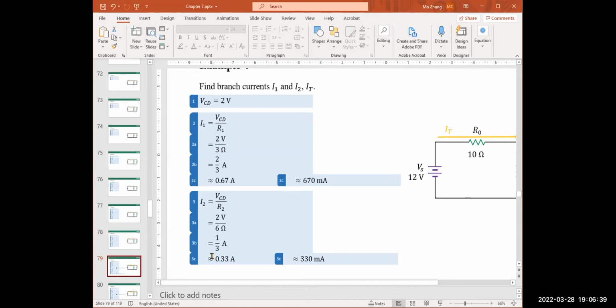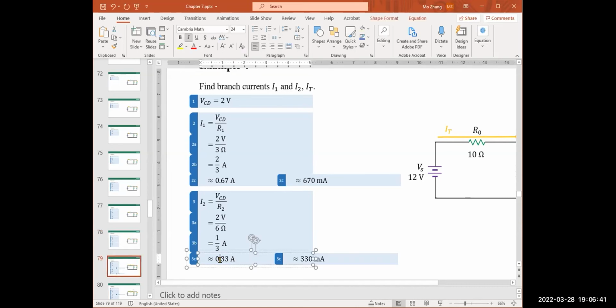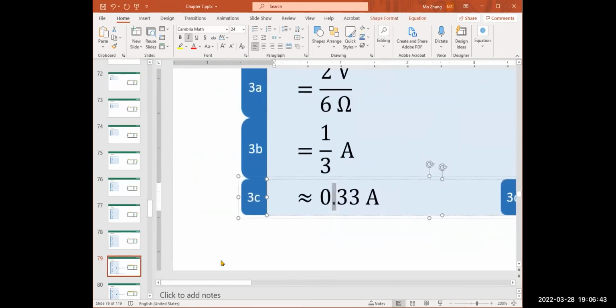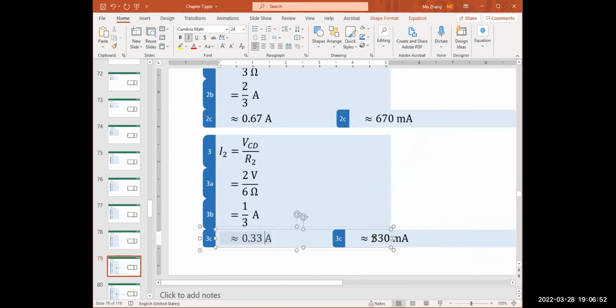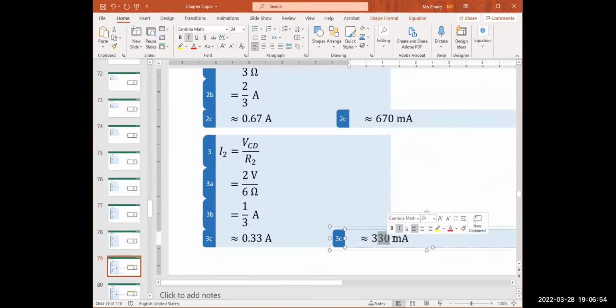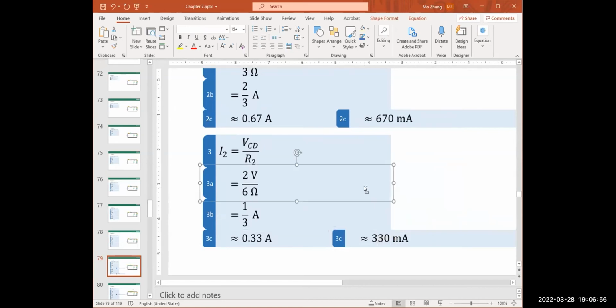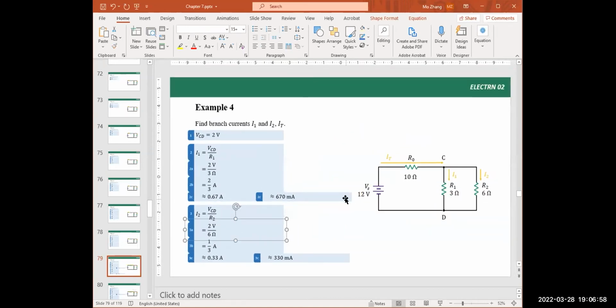We can do the conversion here: move the decimal point to the right, 1, 2, 3 places, which means we multiply this number by 1,000. We need to reduce the prefix by 1,000, so that's milli, 330 milliamps. The electric current that flows in the second branch is 0.33 amps or 330 milliamperes.